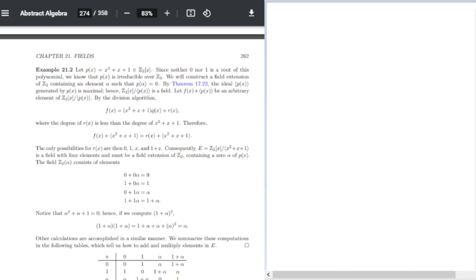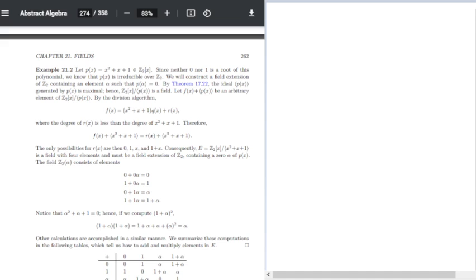By Theorem 17.22, the ideal generated by p(x) is maximal. Hence, Z_2[x] over the ideal generated by p(x) is a field. And this comes to the fact that maximal ideals correspond to fields under their quotient rings.